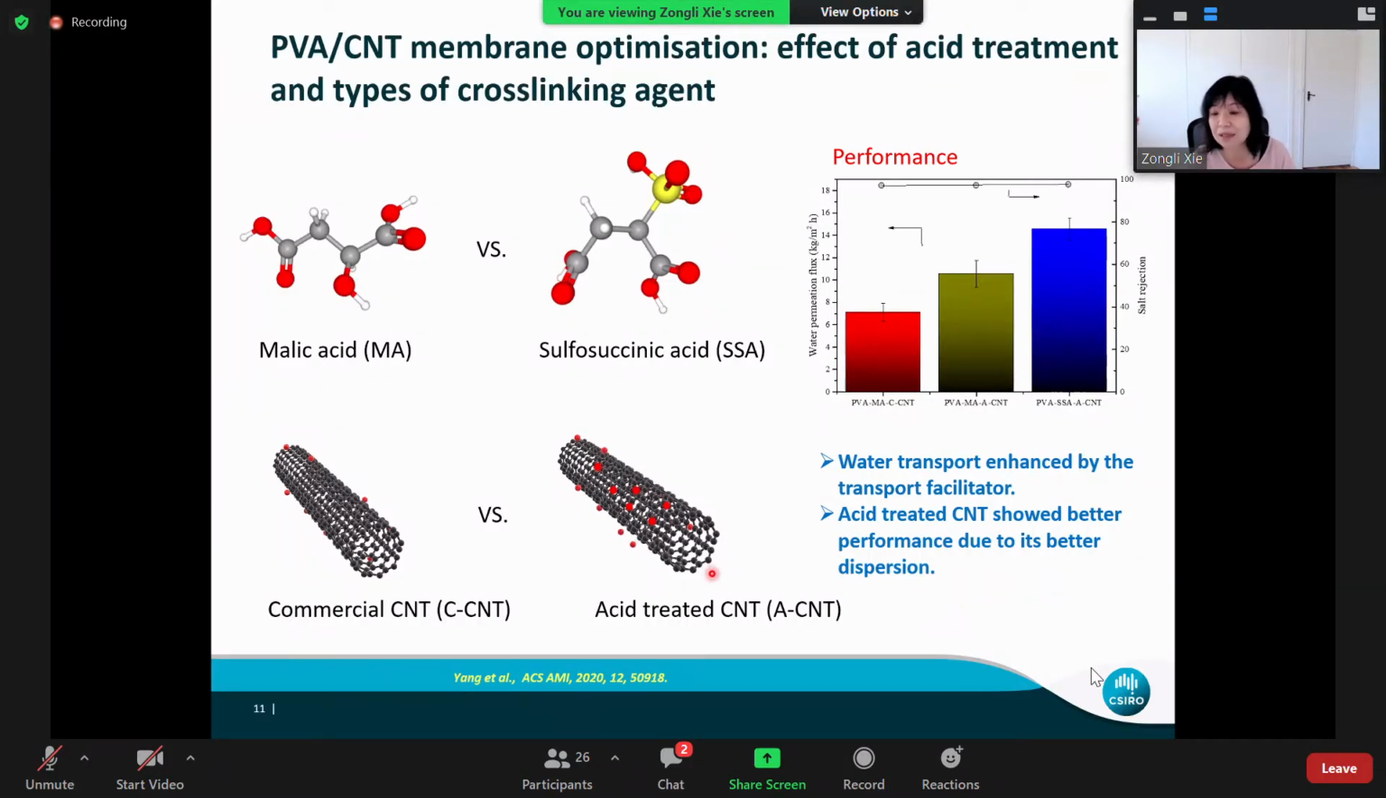And the other thing we did is the acid treatment of this carbon nanotube, to further improve dispersion, because we know that for mixed matrix membranes, dispersion is key. It's really a great challenge to be overcome to achieve better performance. So for this work, the optimized membrane, which is the acid-treated one, and also using the sulfosuccinic acid, we are able to enhance the water flux, and also we can maintain very high salt rejection. So we are breaking that trade-off effect.